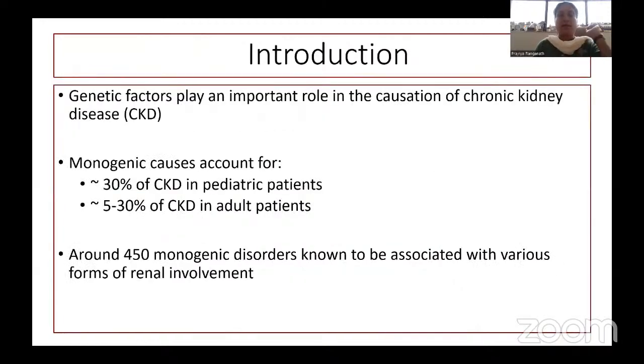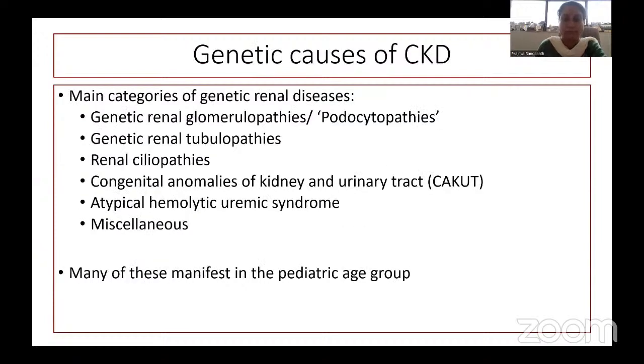So, a brief background about genetics and CKD. We know that genetic factors play an important role in the causation of chronic kidney disease. In fact, monogenic causes account for almost 30% of CKDs in pediatric patients and roughly 5 to 30% of CKDs in adult patients. About 450 monogenic disorders are known to be associated with various forms of renal involvement.